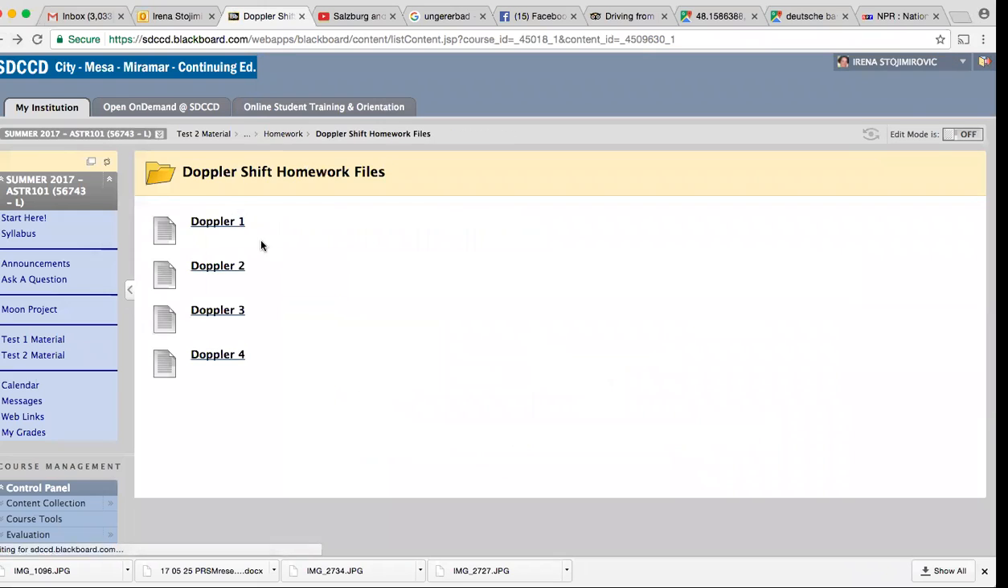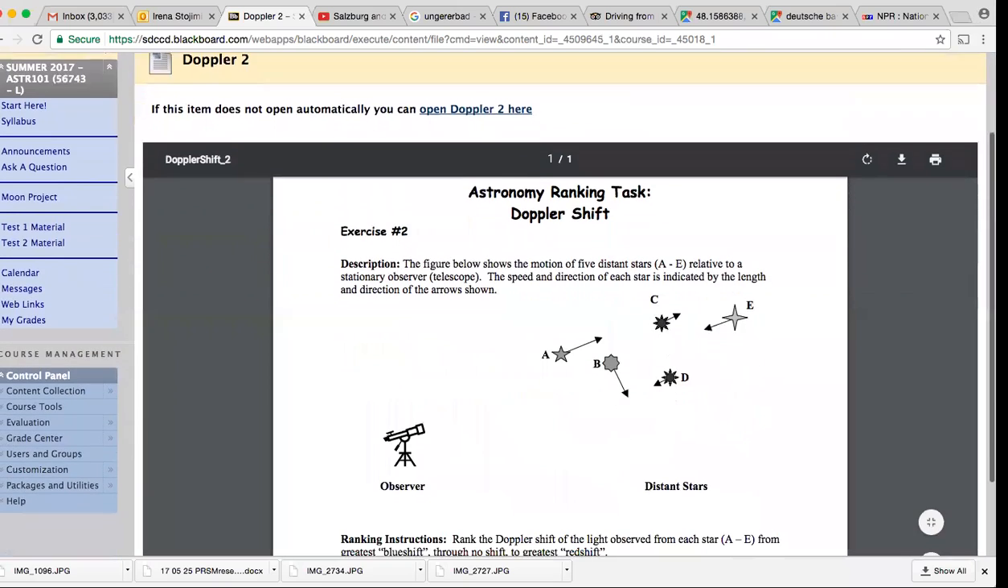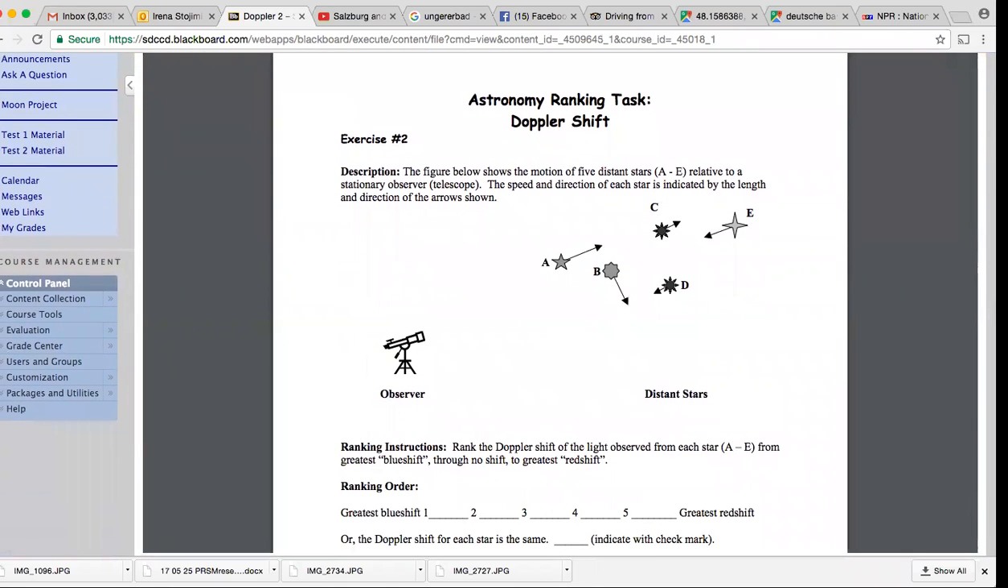Okay, number 2. Let's see number 2. Oh, yeah, this one. So the one with the greatest blue shift I put would be E, since it's coming towards the observer. So E and D are both coming towards the observer. So why did you rank E as actually being more blue shifted than D? Because of the length of the arrows. It says that the speed and direction are indicated by the length of the arrows. So E looks like it's coming faster.